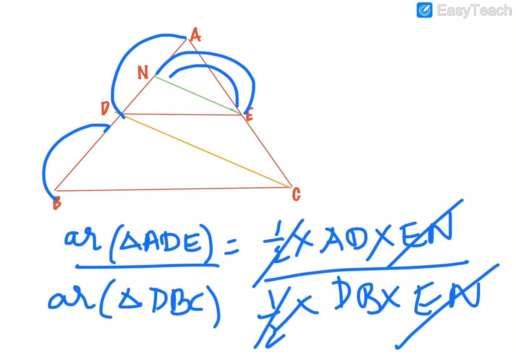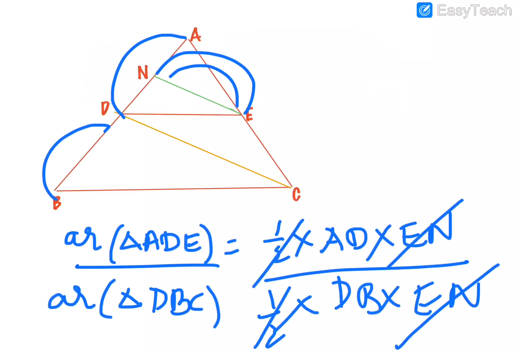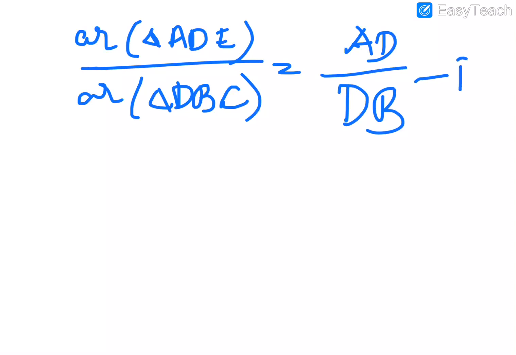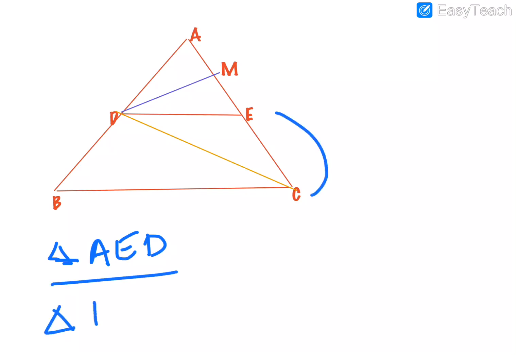So this is the first thing that we have proved here. Area of triangle ADE by area of triangle DBC is AD by DB. So let's call it 1. Now we move towards the right side, that is AE by EC we need. So we have to consider a triangle with AE as base, that is triangle ADE, by triangle DEC we need, so DEC we will take.